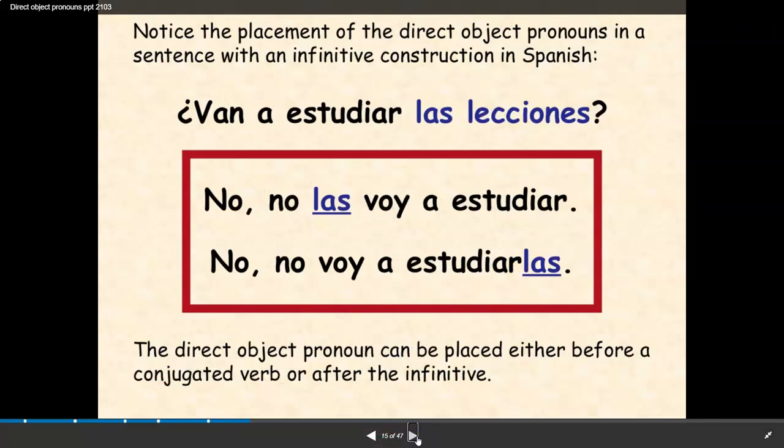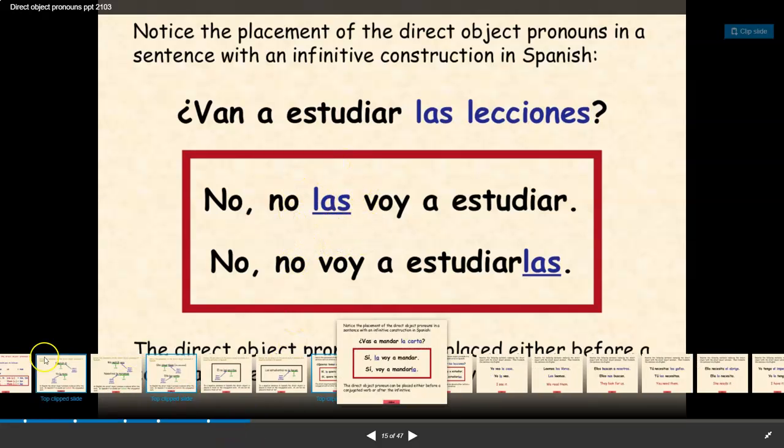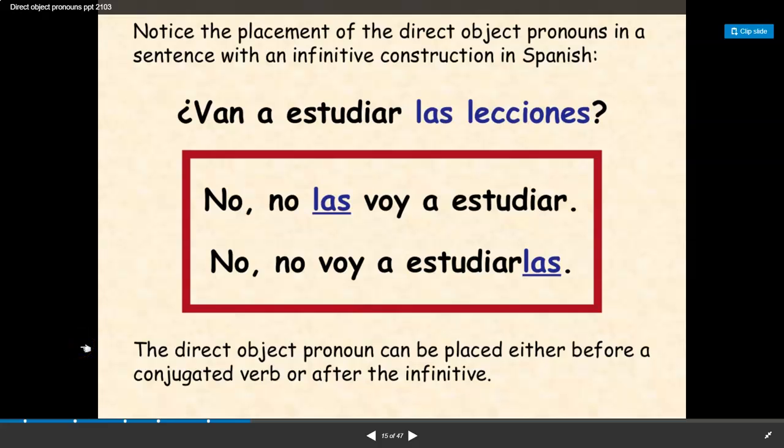Stay with me, guys. I'll do this one really quickly. ¿Van a estudiar las lecciones? Are you all going to study the lessons? No, no las voy a estudiar. No, I'm not going to study them. No voy a estudiarlas. I'm not going to study them. So notice my no still goes in front of the conjugated verb. However, I still put that no in front of my direct object pronoun. The more we do this, it'll make sense. That is why it can be kind of weird. So that's why I always like to attach it to the end. Okay.